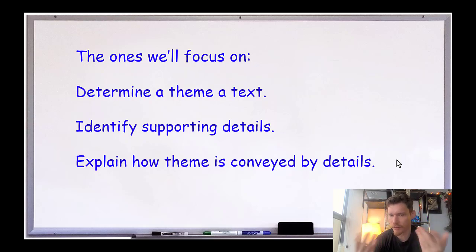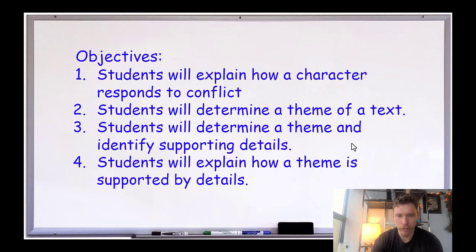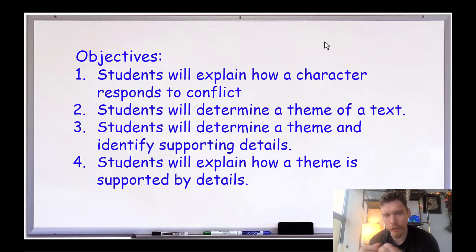Okay, so what difficulties does a character have? What do they learn or what should they learn? And what can we as readers learn? So that is how I've identified the prerequisite skill, explaining how a character responds to conflict, and that is part of RL 6.3.